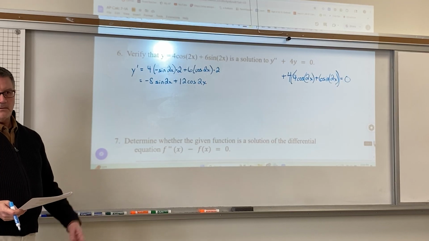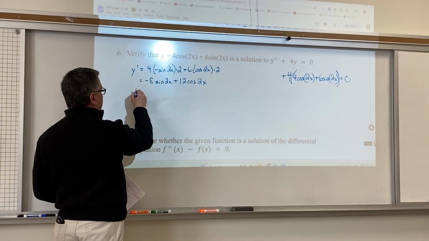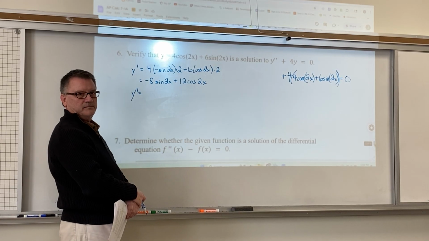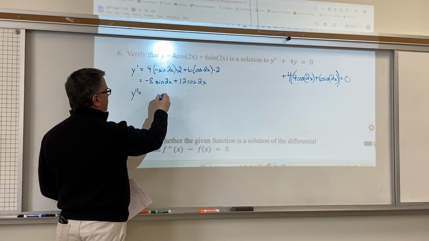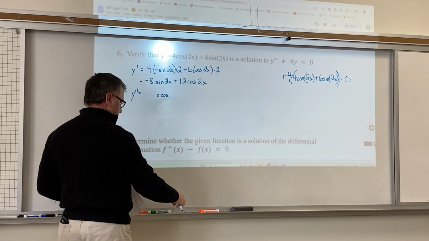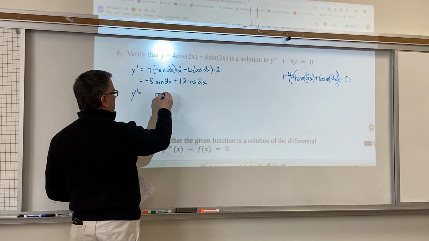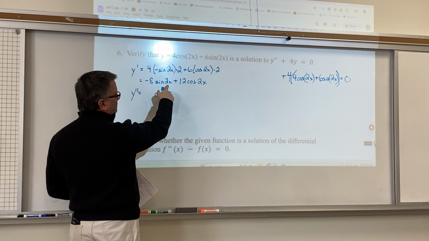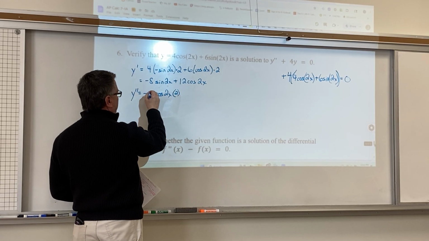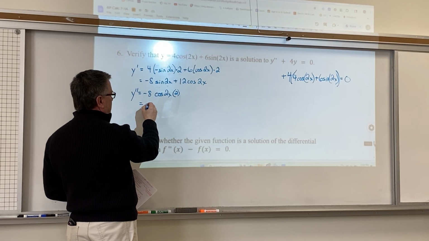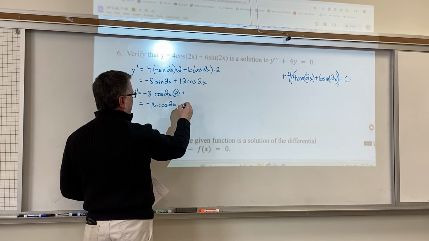It's asking me, that differential equation has a second derivative, so I gotta figure out the second derivative here. I bet that's gonna be cosine, right? Cosine 2x, and then there's an inside function again, times 2. And I got the negative 8 out here. So that's negative 16 cosine 2x.